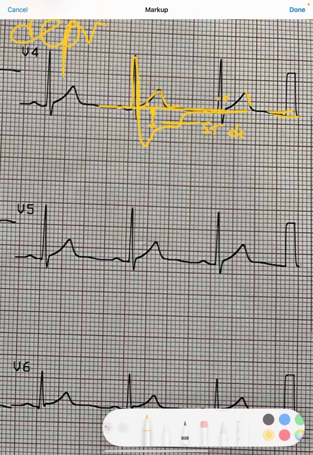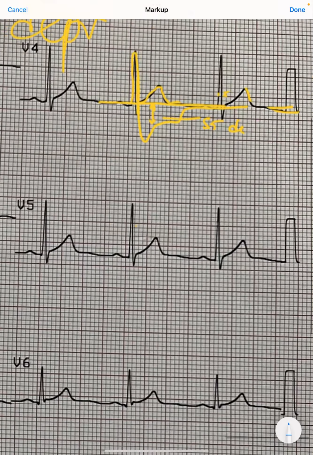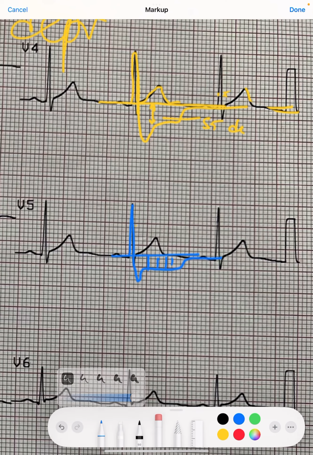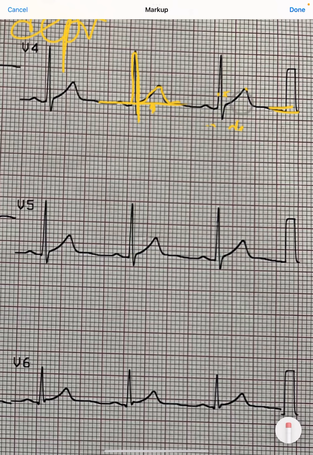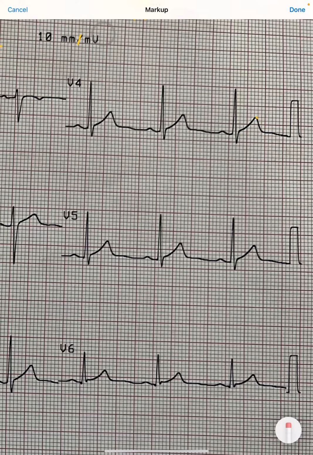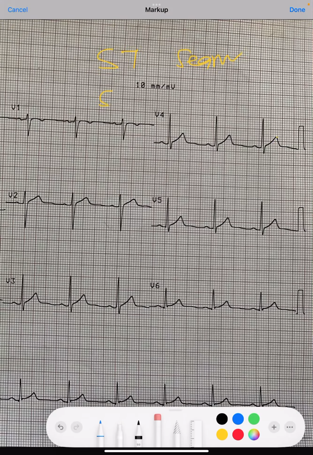If there had been any ST depression, it would have been like this: this is R, this is S, and then this is T. So there will be this type of ST depression. But here the ST depression is not at all there. So there is no ST depression, there is no T wave inversion. All the QRS complexes are upright, the T wave is positive, the P wave is positive.